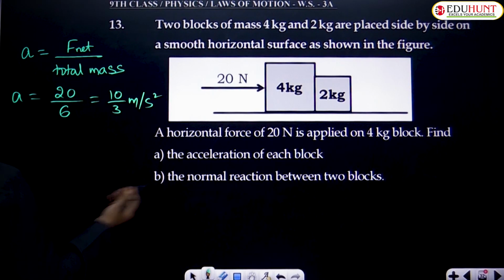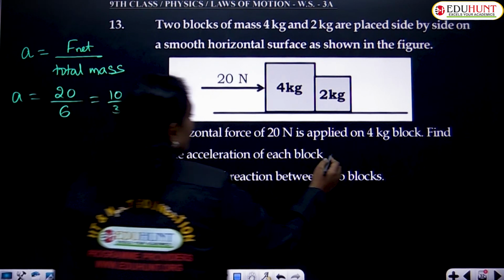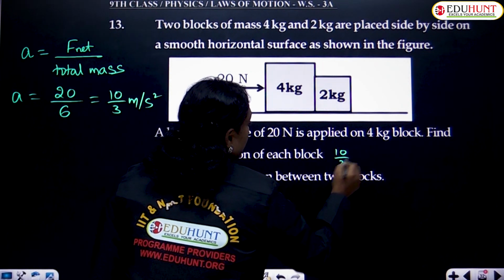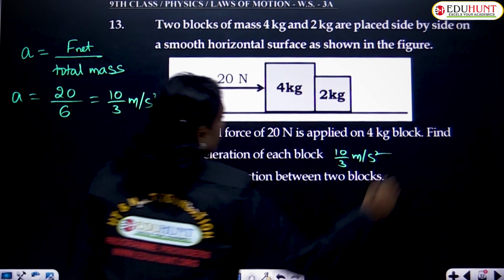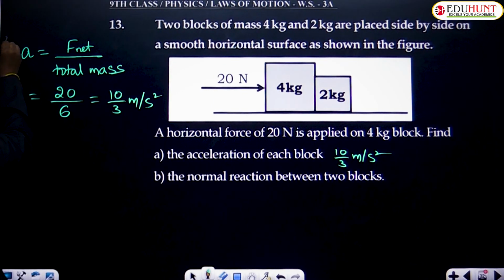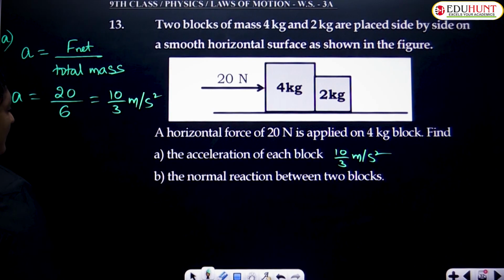No need to solve it further. So simply, what is the value of the net acceleration? The value of acceleration of each block is found to be 10 upon 3 meter per second square. Okay, so this is the first part they are asking us to find out, A. And what else was given?